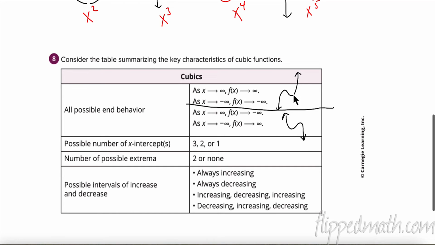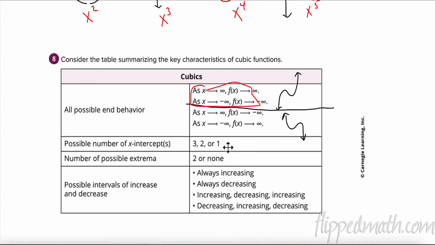So as I go to the right, it could go up. As I go to the left, it could go down. Or backwards, as I go to the right, it goes down. As I go to the left, it goes up. Remember, all of this is the same every time. We just have to find these two situations, all right?